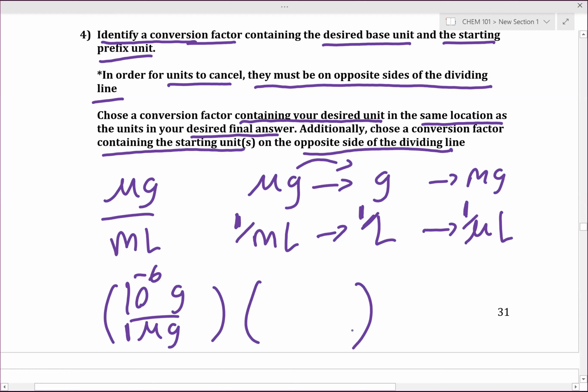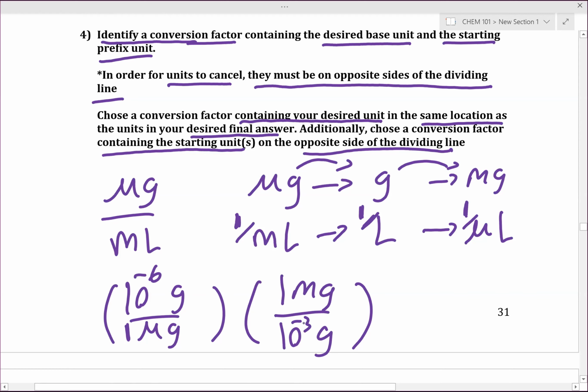Okay. Next, we're going from grams to milligrams. What units go on top? Milligrams. So we have 1 milligram. And what units go on the bottom? Grams. What power of 10 is associated with that milli prefix? Yep, 10 to the negative 3.